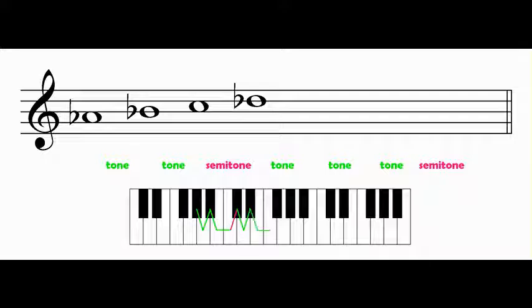Going up another 3 tones takes us to E flat, F, and G. The final semitone to complete the scale takes us back to the A flat, which has the same letter name as the note we started on.